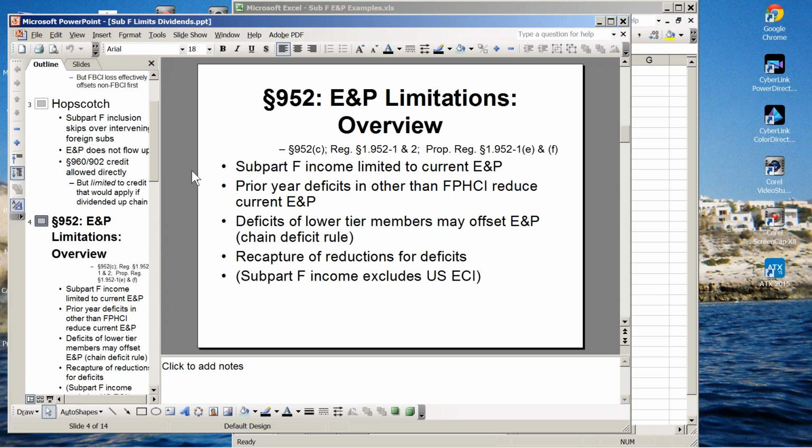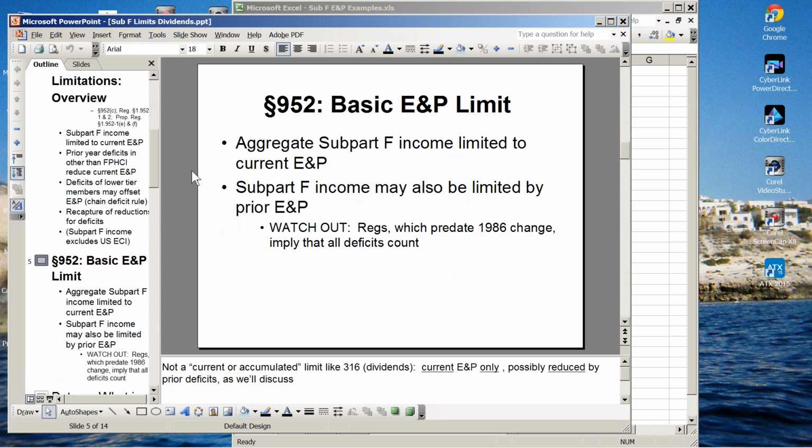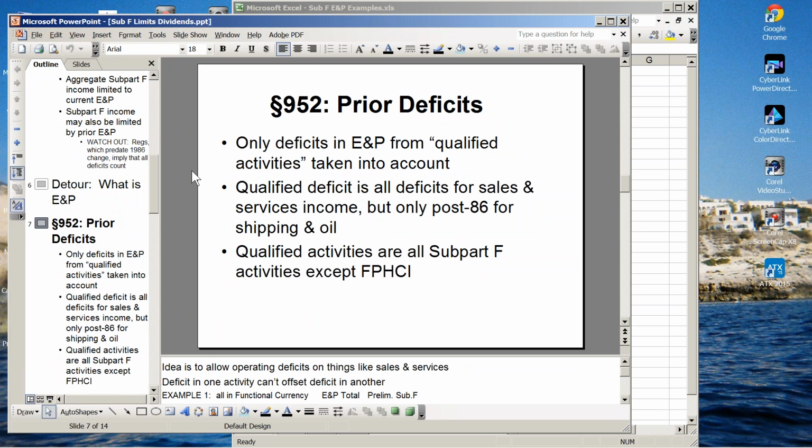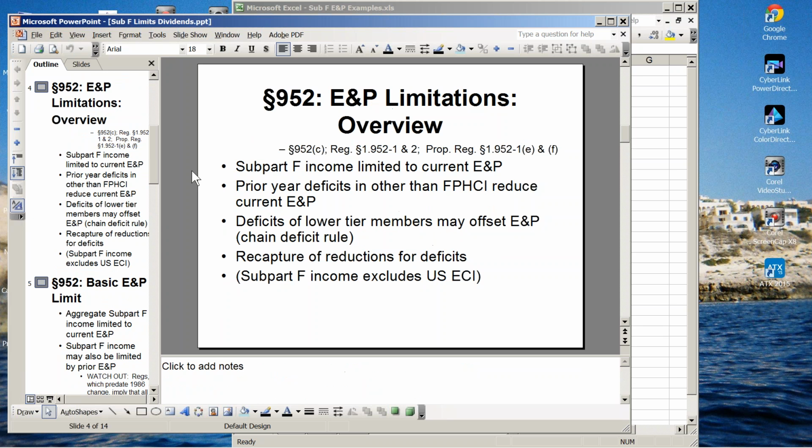So let's get to how we go about getting to this E&P limit. Oops. And I've lost my place here. Sorry about that.